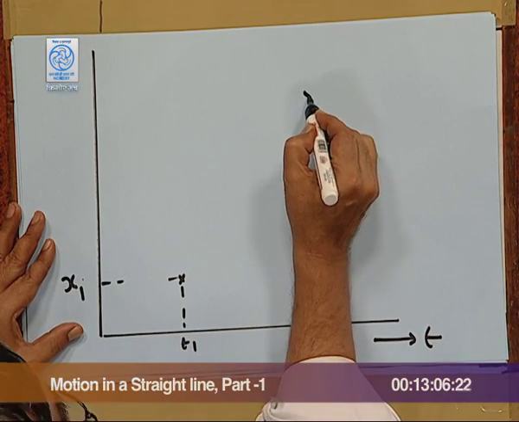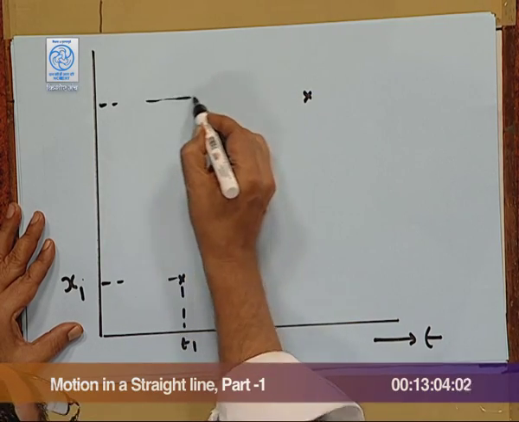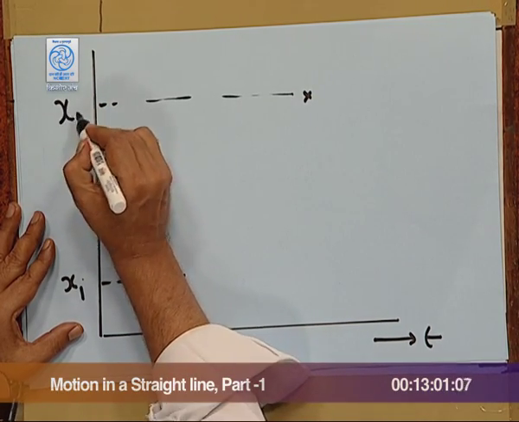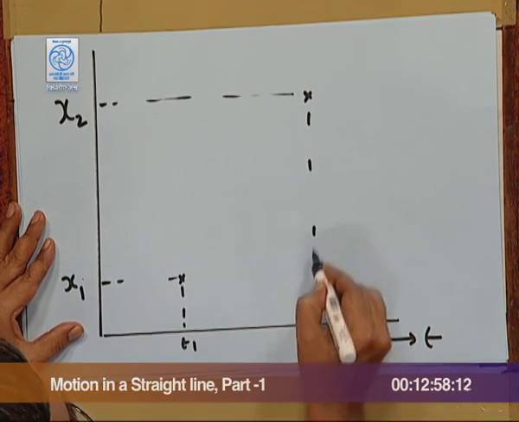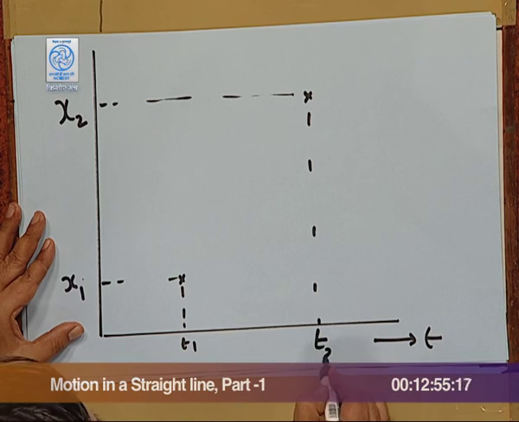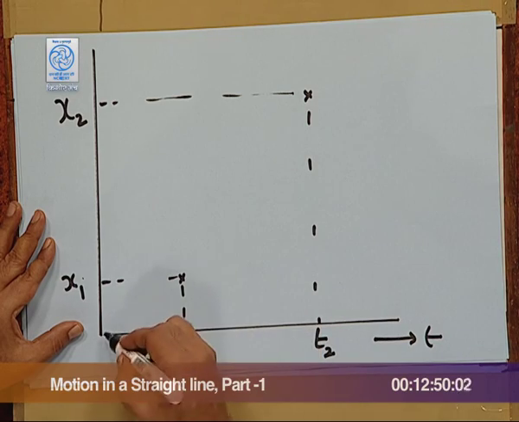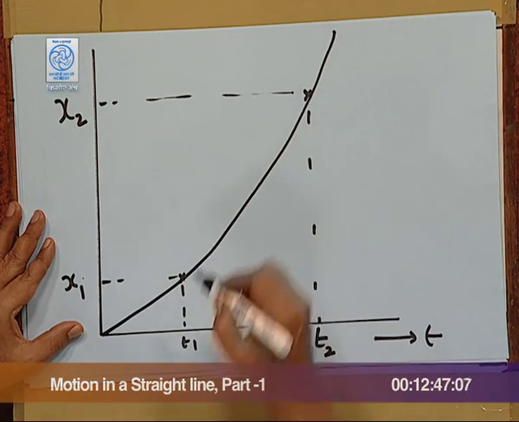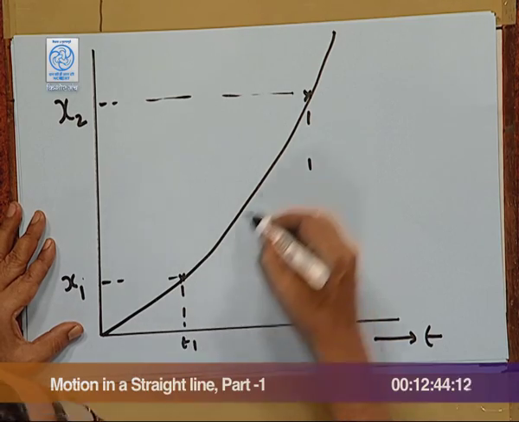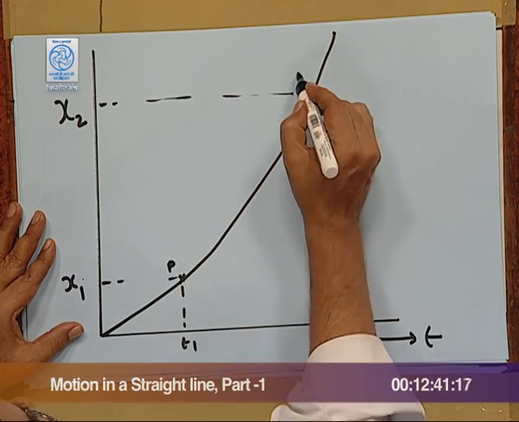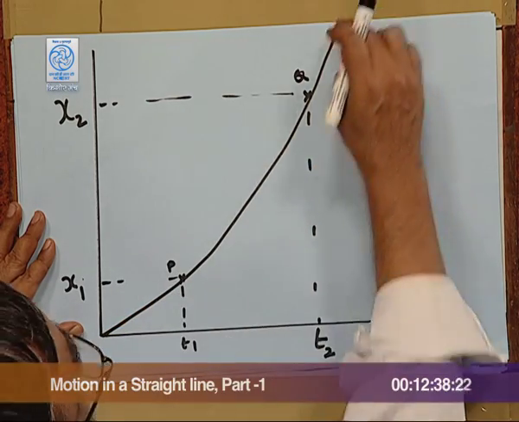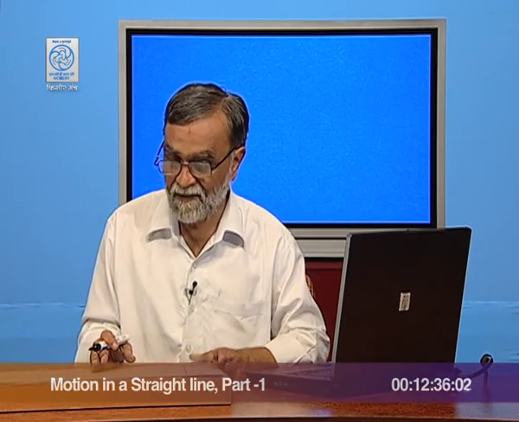Now, point Q has its x coordinate x2 and its time coordinate t2. Now, the object has moved from point P to point Q. As a function of time, the variation is this. Please understand, when I have joined these points P and Q, I have drawn a graphical representation, not necessarily a straight line. The object is moving in a straight line, but the variation of position with respect to time may be a curve. Now, as here I have represented.